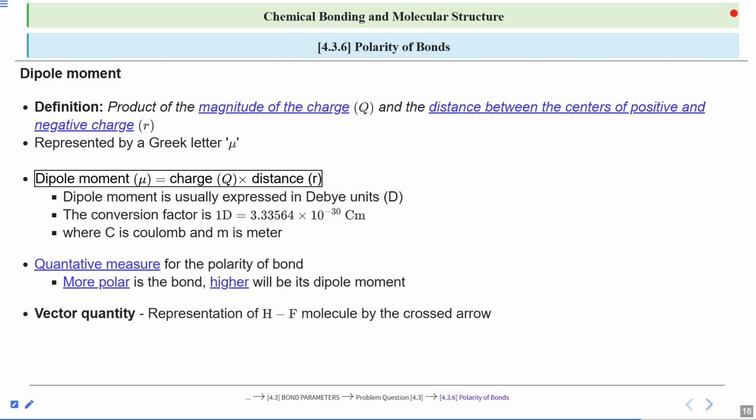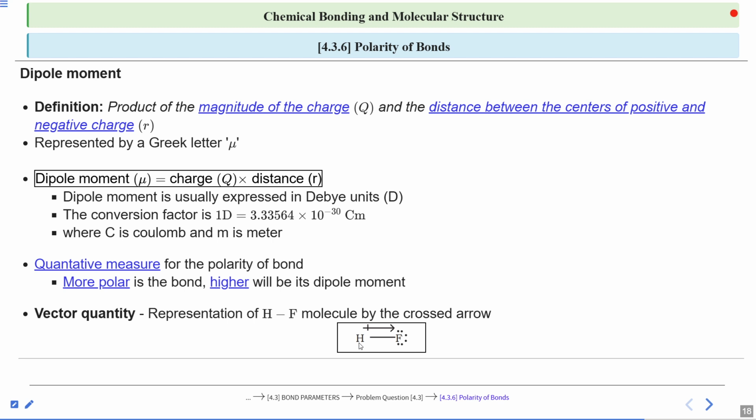Now, we know that the dipole moment is a vector quantity because we have taken a cross product here of charge and distance. Therefore, it will be a vector quantity and that can be represented as a crossed arrow. So here is an example of that.